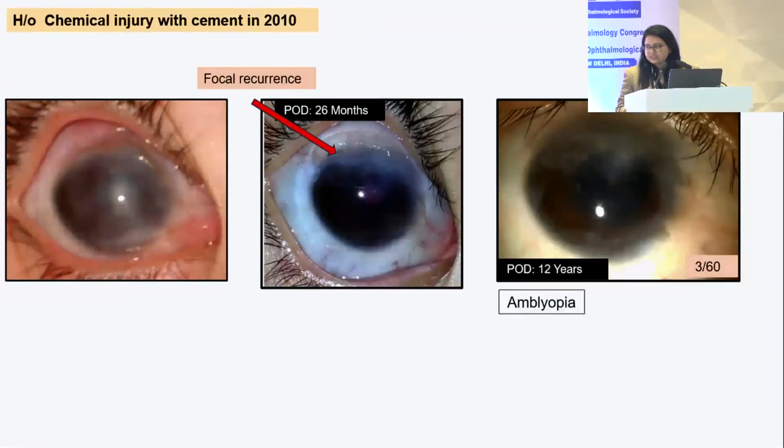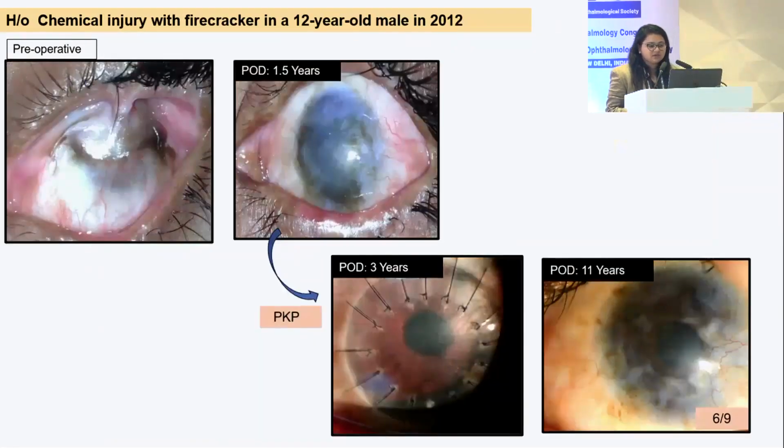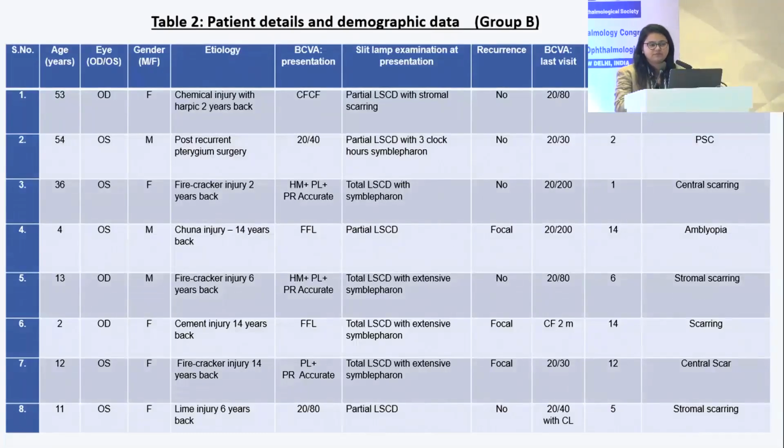In group B, that is SLET with AMG, 3 patients with total LSCD faced a focal recurrence in the form of superior symblepharon, which was very well managed with conjunctival autograft. As we can see here, there was a focal recurrence noted at 2 years, which was managed with conjunctival autograft and is still maintaining at a 14-year follow-up. This was again an 11-year follow-up, and after SLET, 3 years after the surface had stabilized, we performed PKP, and he is still maintaining a vision of 6/9 at 11 years. These are the demographic details of patients in group B.